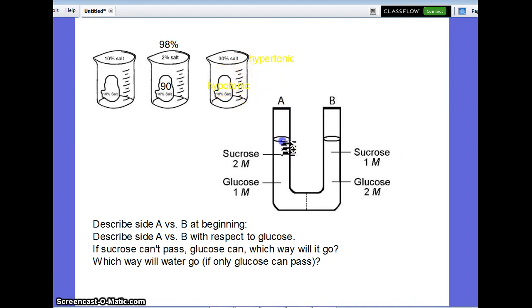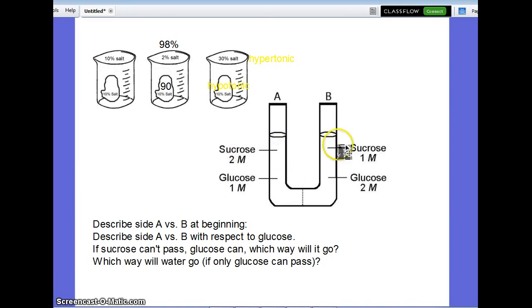The second problem here is what you see a lot of times. This is called a U-tube problem. So what they do is they have this U-tube with a semi-permeable membrane. They always have to tell you what can pass and what can't pass, and then they're going to ask you questions about this. So the first question here is to describe A versus B at the beginning.